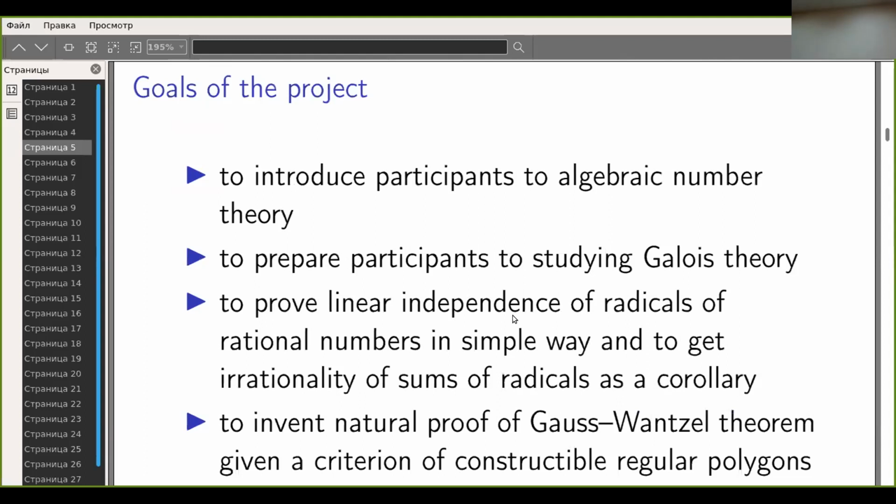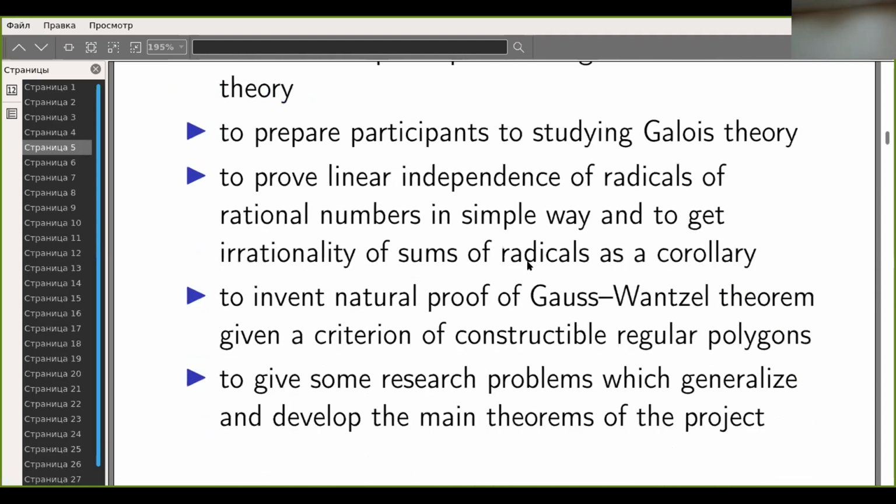As for specific problems, the main problem is to prove linear independence of radicals of rational numbers in a simple way without Galois theory, and to get irrationality of a sum of radicals as a corollary. The second goal is to invent a natural proof of the Gauss-Wantzel theorem, giving a criterion of constructible regular polygons. And finally, we give some research problems which generalize and develop the main theorems of the project.